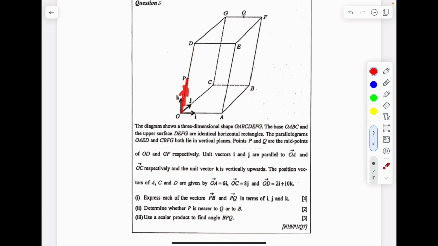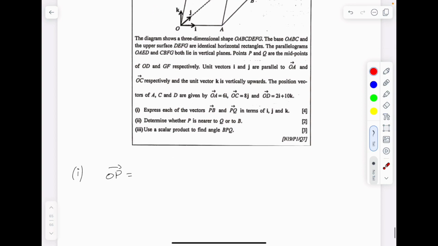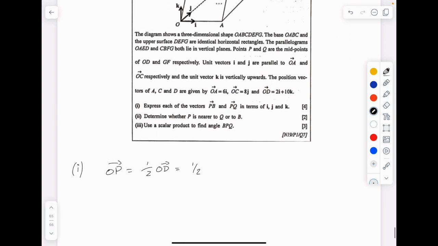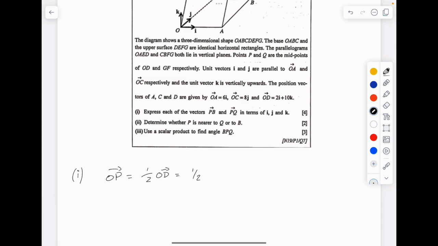Sorry, this here. What does OP equal? Well, OP is simply equal to half of OD, okay? Half of OD. Right, so I can say that's equal to half OD, which is the same as saying half of what? Well, OD is equal to (2, 0, 10). Okay, so it's (1, 0, 5). Simple enough.